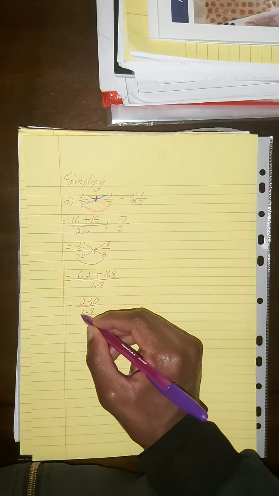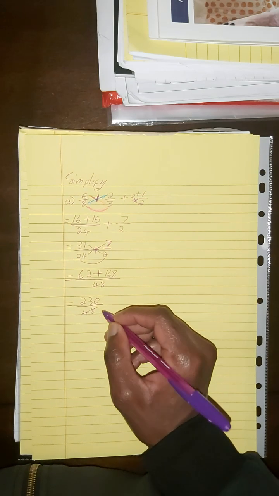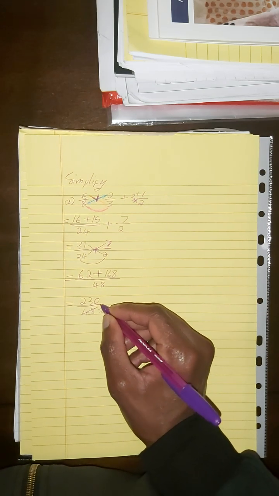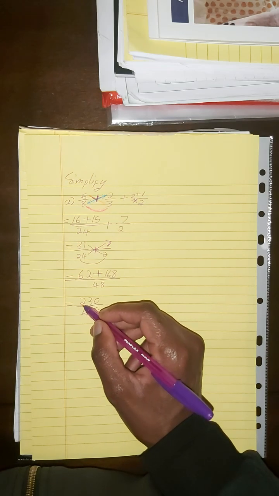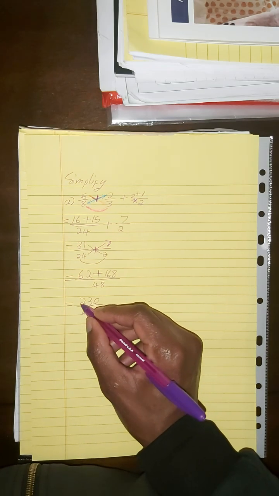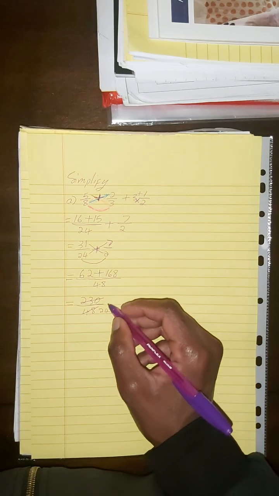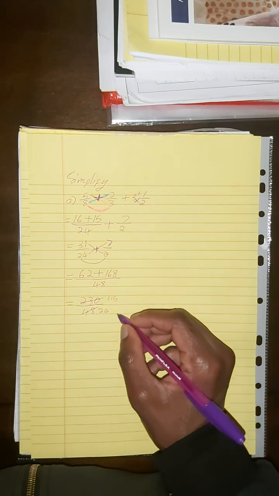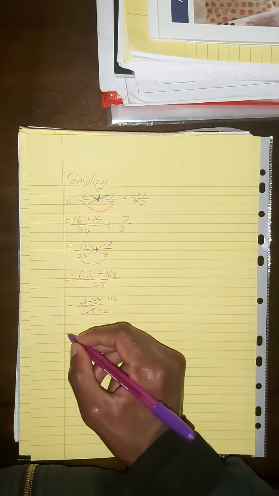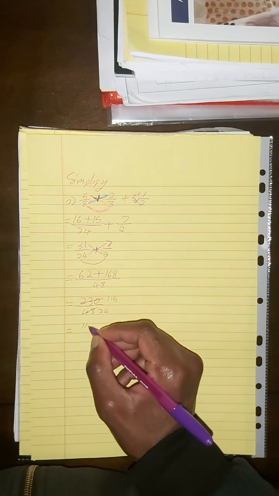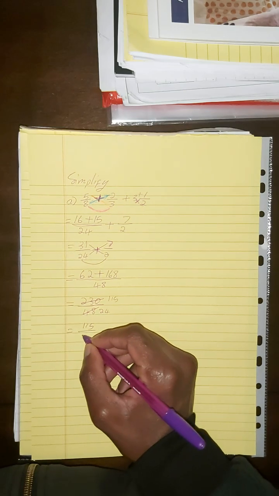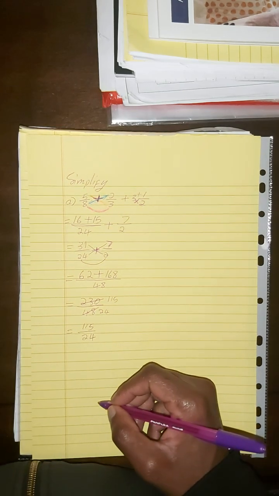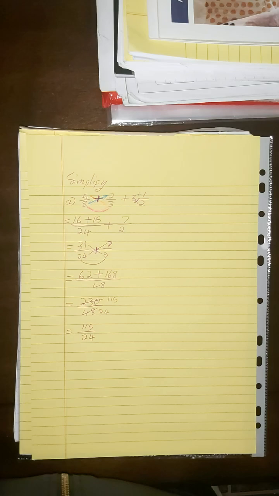How many times does 2 go into 48? It goes 24 times. And how many times does 2 go into 230? It goes 115 times. So my final answer is therefore 115 divided by 24. That's my answer. Okay, and you saw that I solved it without a calculator.